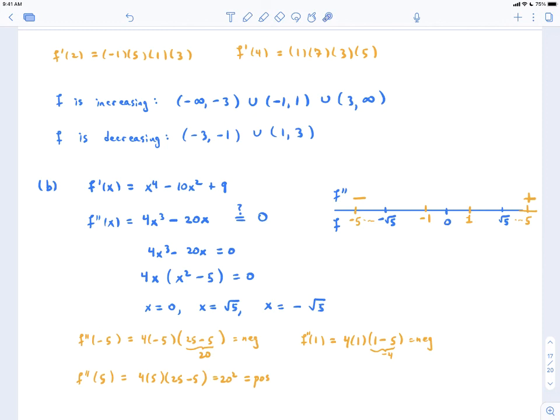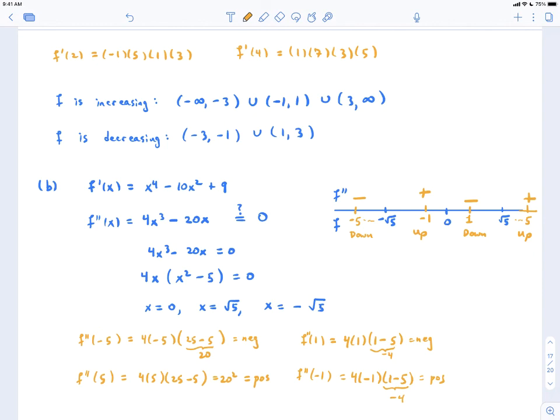Now we're doing this for 1. So 1 is negative. And what about f''(-1)? That's going to be 4 times a negative 1 times (1 minus 5). And again, that's a negative 4. So we're going to have negative 4 times negative 4 is 16. So that's positive. So we're changing from negative to positive, and then positive to negative, and then negative to positive. So we're concave down here, and then concave up here, down, and then up.